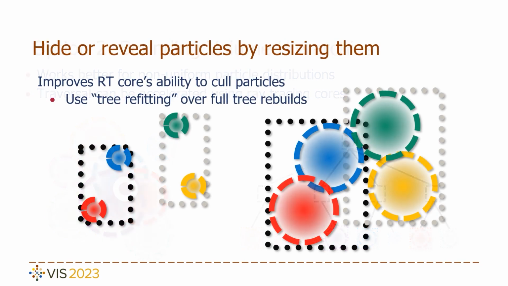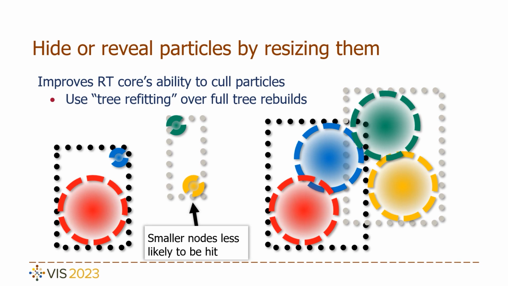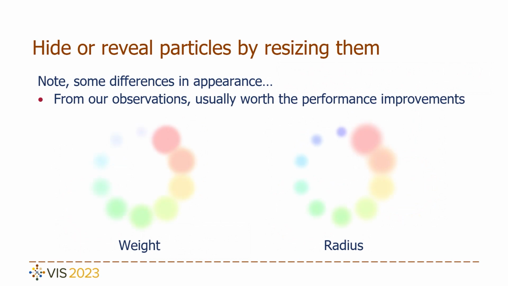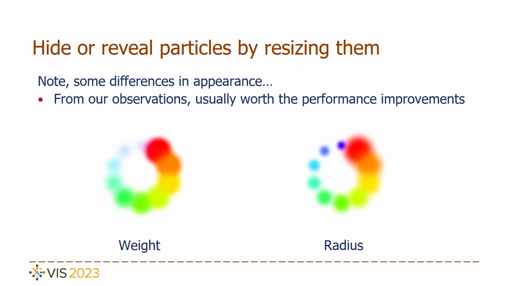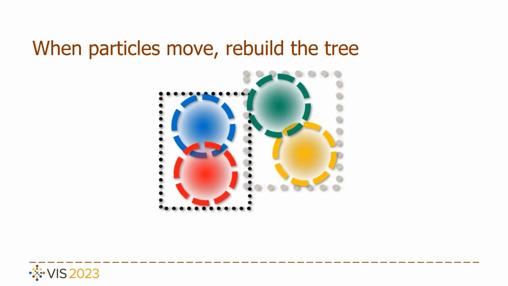ray tracing cores. To hide or reveal particles, we recommend resizing them over modifying their weights, then using tree refitting to update their hierarchy. This improves our query performance because ray tracing cores can cull away more particles. Low-weighted particles retain their size, which means that they're still hit and processed, even though their contributions are lower. Note that this does result in a slightly different appearance when viewed up close, because smaller particles appear more dense than low-weighted particles. But from a distance, the effect is less noticeable, and overall the performance improvements seem to be worth the trade-off.